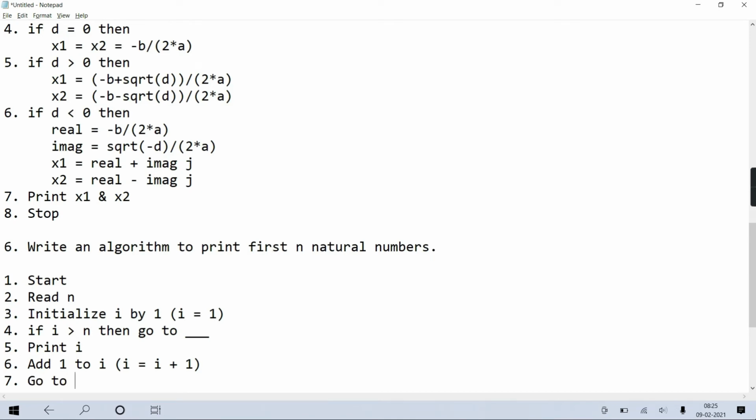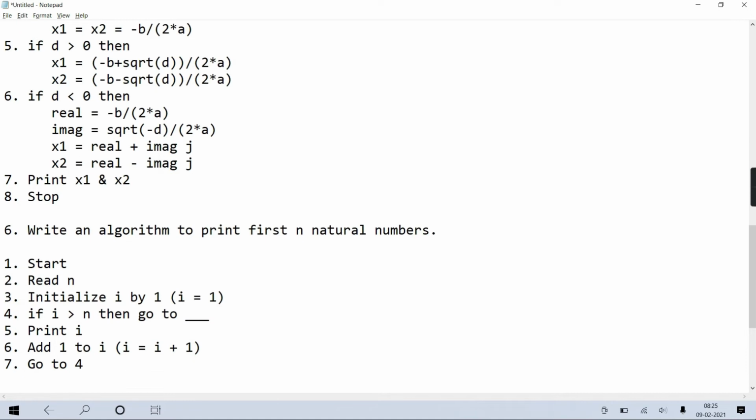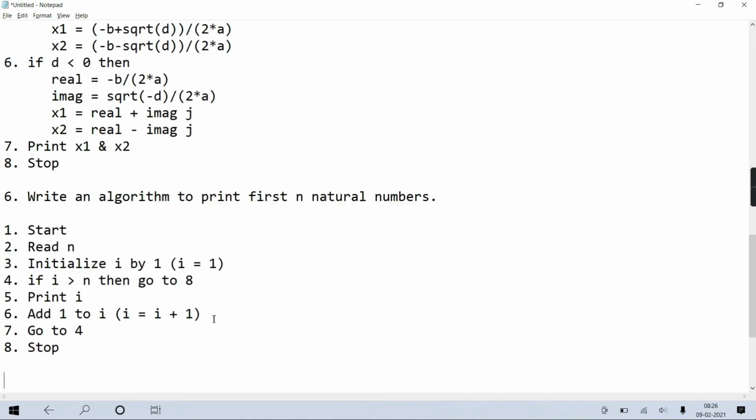So I'll write go to 4. Go to 4 means I'm telling it to come back to the 4th step, and again check whether I is greater than n. If yes, then go to step number 8. But if I is not greater than n, it will print it, increase it and come back. Now the 8th step is stop, right? So here also I write go to 8. I hope you're understanding.